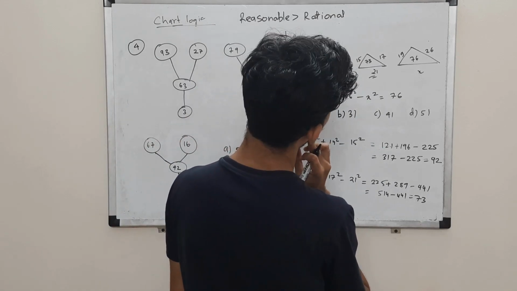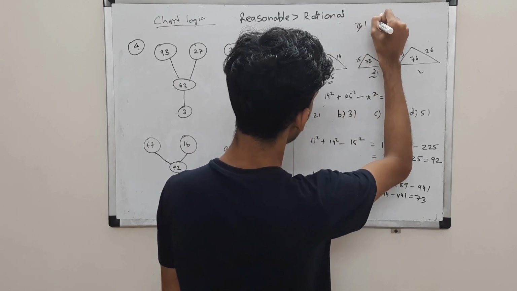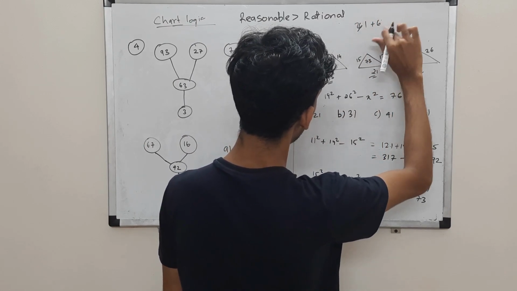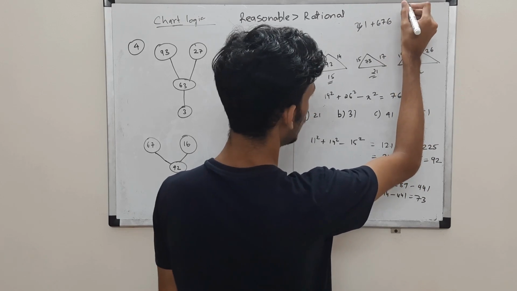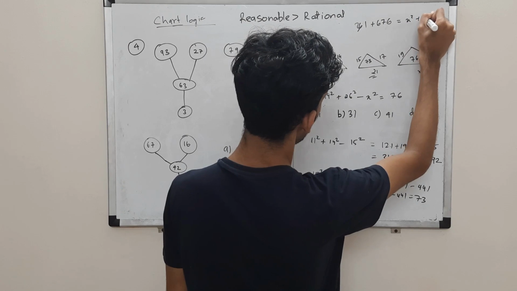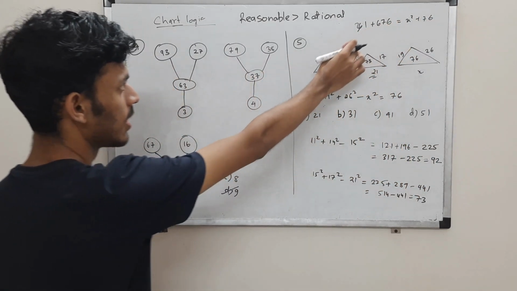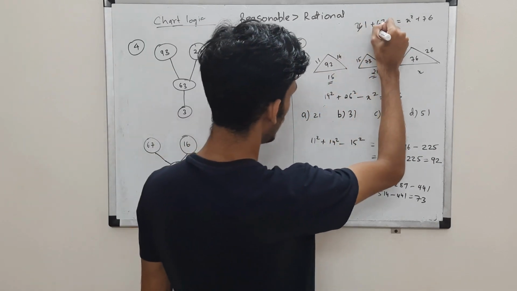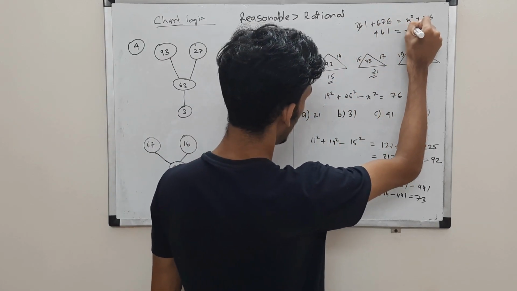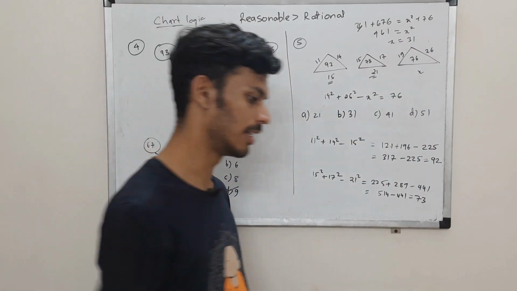If you see this, 19 square is 361, 26 square is 676. I know it by heart. I know up till 32. And this is equal to x square plus 76. Actually, you can bring the 76 over here. That will give you 600. 600 plus 361 is 961. That square root is 31. Basically you can see 900.